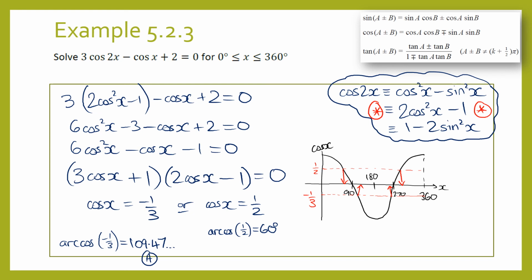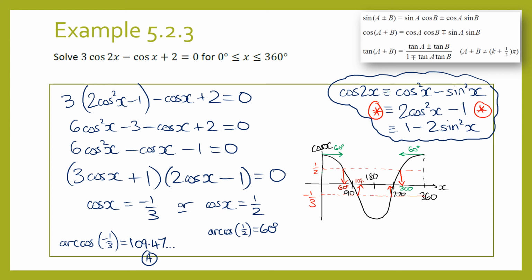Let's go back to the graph. We can see this one is 60 degrees, and this one here is 109.47, and so on. So the next one that equals a half, using the symmetry of the graph, well, if from the maximum point to this solution is 60 degrees, then from the next maximum point to the left must also be 60 degrees from symmetry, because the graph is symmetrical. So it's going to be 360 minus 60, so that's going to be 300.